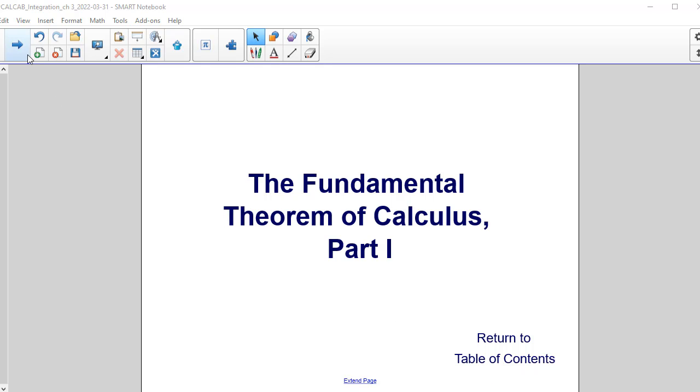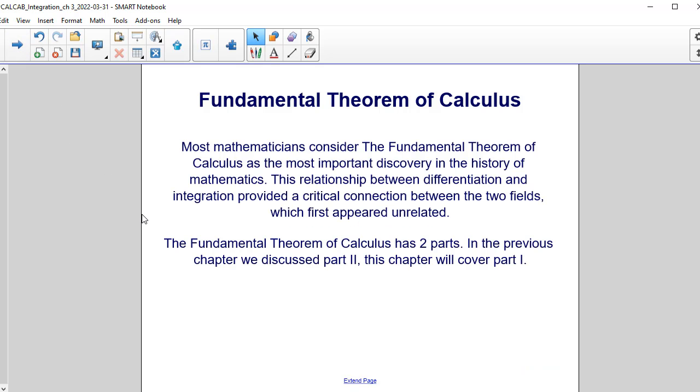The fundamental theorem of calculus, part 1. Most mathematicians consider the fundamental theorem of calculus as the most important discovery in the history of mathematics. This relationship between differentiation and integration provides a critical connection between the two fields, which first appeared unrelated. The fundamental theorem of calculus has two parts.